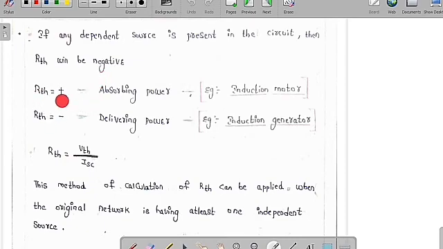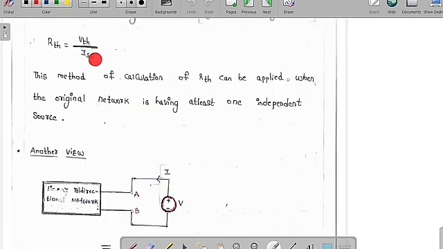Suppose RTH is positive, it means absorbing power, for example an induction motor. But if RTH is negative, it means it is delivering power, for example an induction generator. So RTH positive means that element is going to absorb the power, like an induction motor. If RTH is negative, we can say clearly it is going to deliver the power. An induction generator delivers active power, or it accepts reactive power. RTH is equal to VTH by ISC.